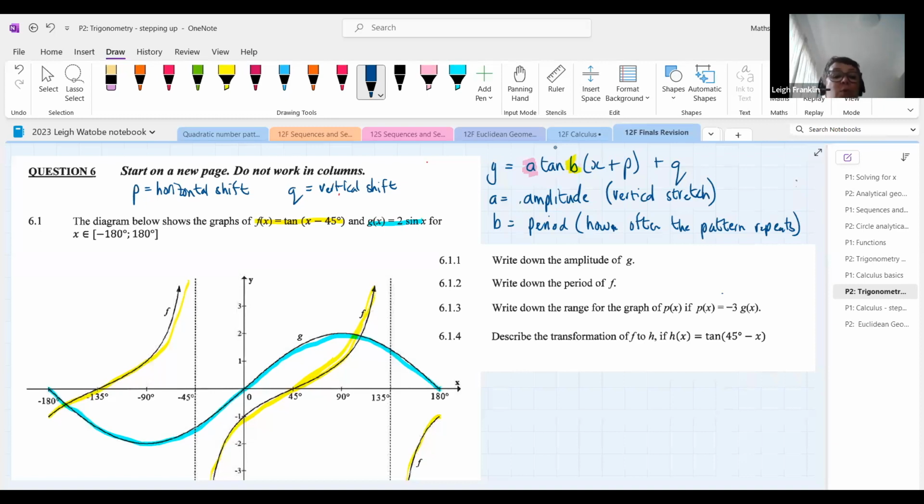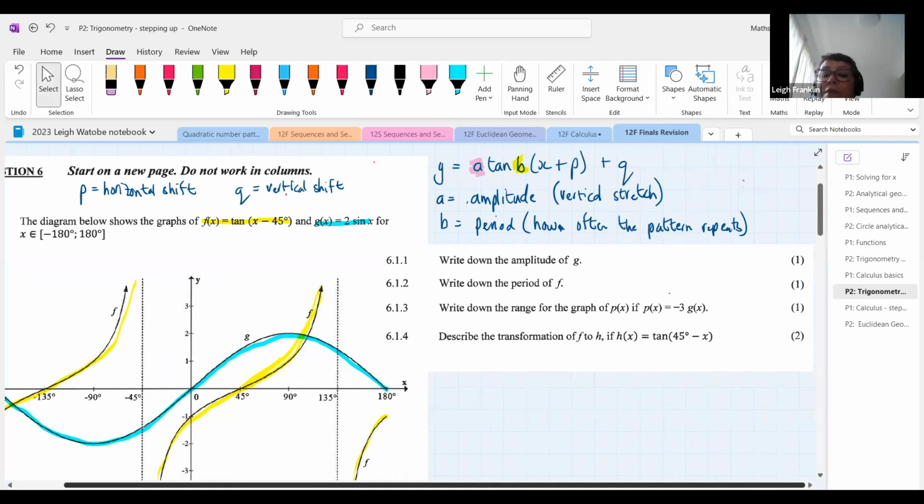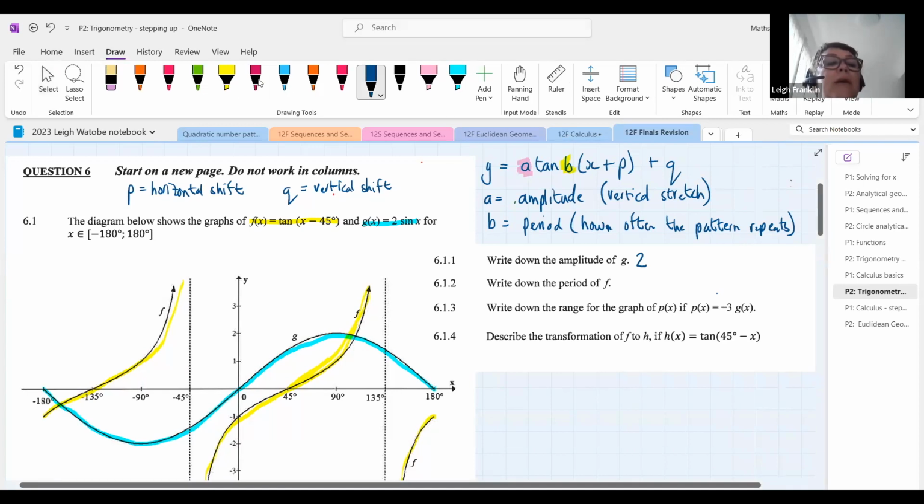Okay, so 6.1.1 says to us, write down the amplitude of g. Sorry, the marks have kind of gone off the screen here. All of those are out of 1 and the last one's out of 2. So what's the amplitude of g? Tsechofatso says it's 2. What do the rest of you think? Do you agree with Tsechofatso? Is the amplitude of g 2? Yes, absolutely. Well done, Tsechofatso. Quite right. So we would say 2, and that would get us 1 mark.